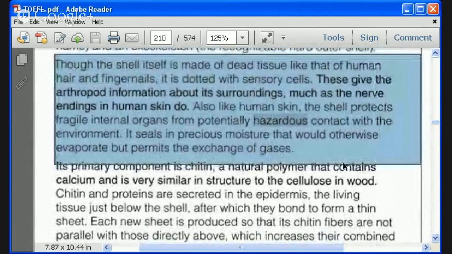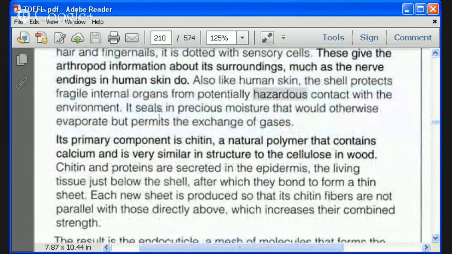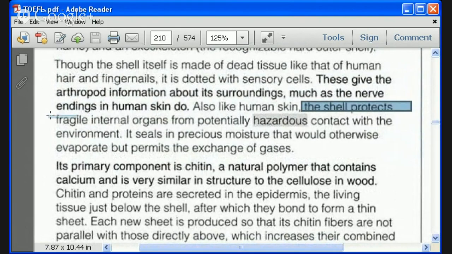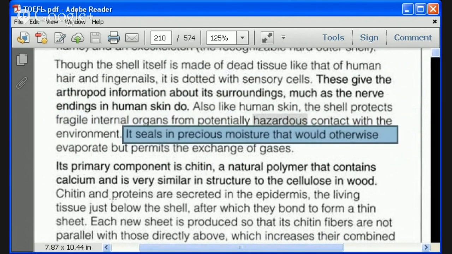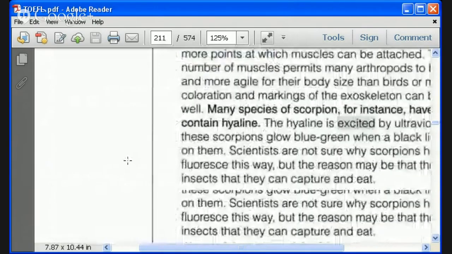There's nothing about exoskeletons. Wait a minute. I see something. Does anybody else see what I see? The shell protects fragile internal organs from hazardous contact with the environment. It seals in precious moisture that would otherwise evaporate. Is that water loss? Seals in precious moisture? Is that what I'm looking for?